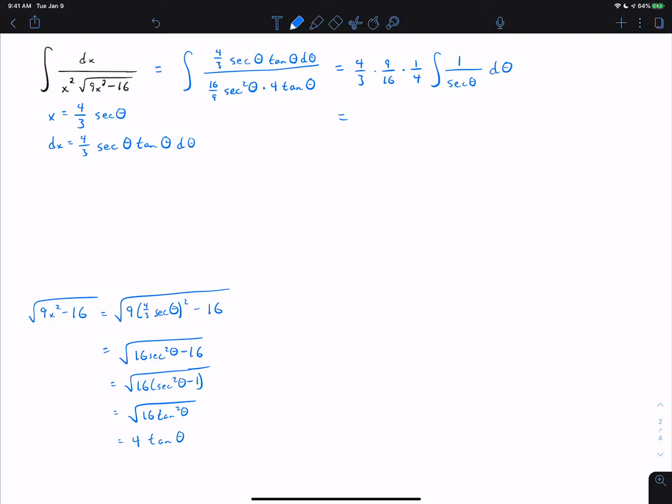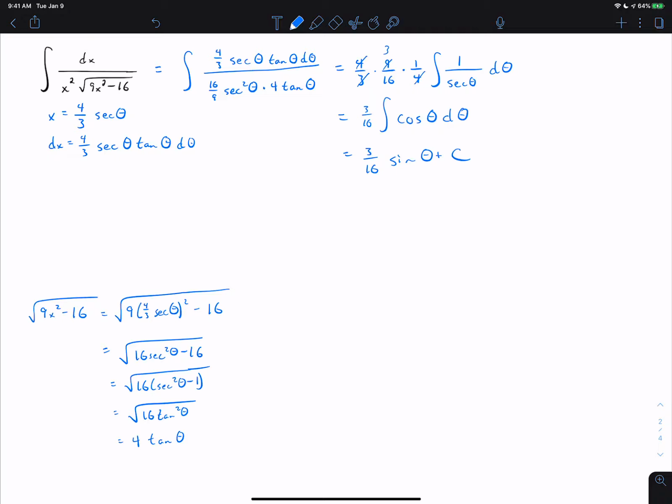We now simplify the fractions, so we cancel the 4 and the other 4. We can cancel the 9 and the 3 and get a 3 on the top. So we get 3/16. We need to figure out how to do the integral of 1 over secant theta. In this case, that's just cosine theta d theta. The integral of cosine theta d theta is sine theta plus c. Okay, so we get it to there.